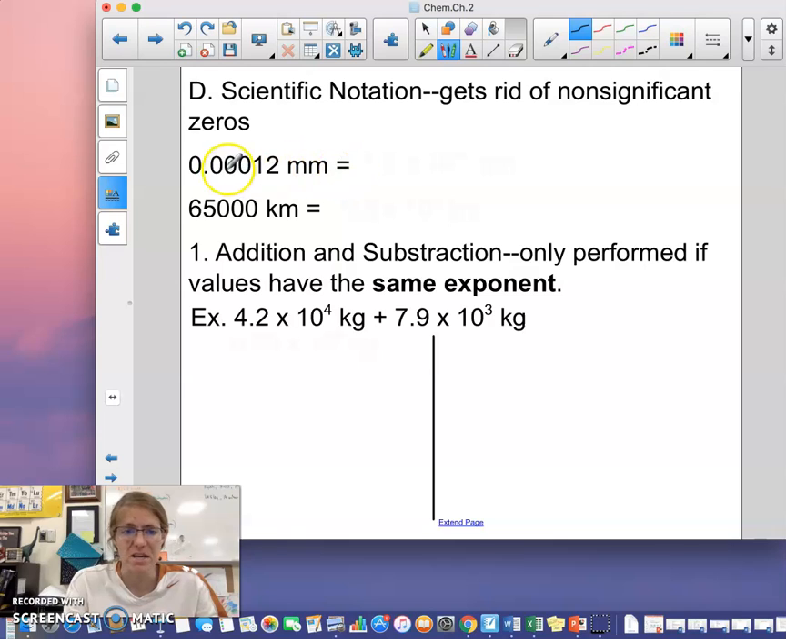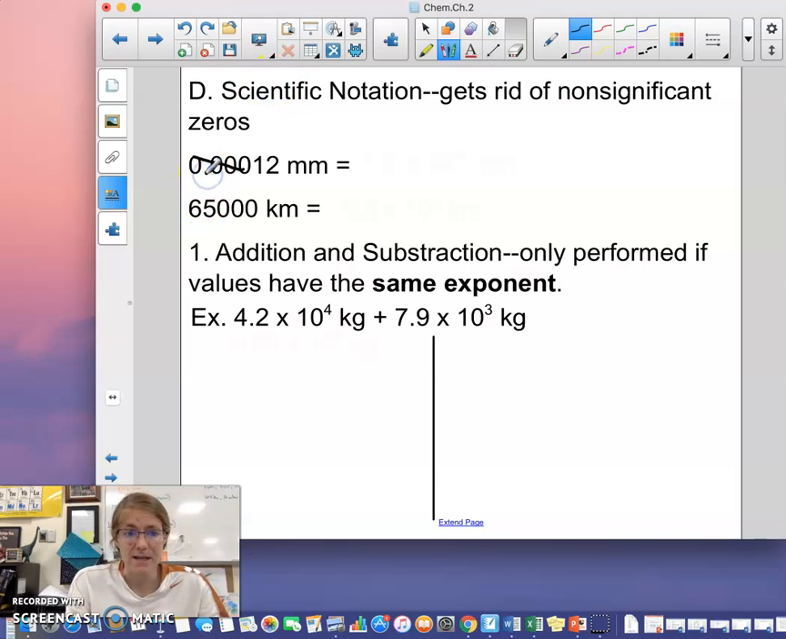0.00012 millimeters, these zeros are not significant. So I'm just going to get rid of them, right? But in order to do that, I need to make sure that I have something in place, those place values to know. I just can't get rid of them and say 12 millimeters because 12 millimeters does not equal 0.00012 millimeters. So what I'm going to do is put the number in scientific notation.